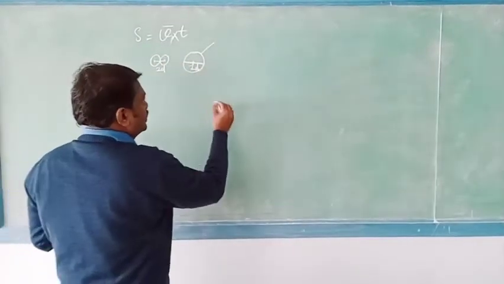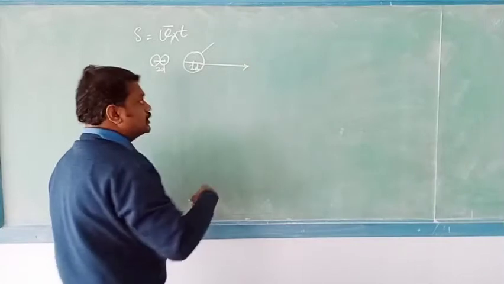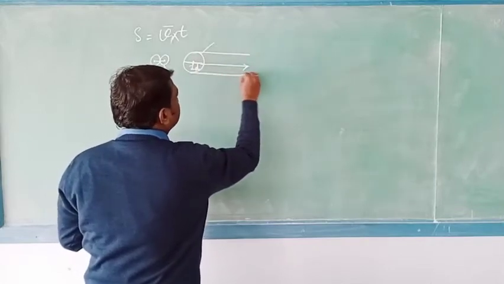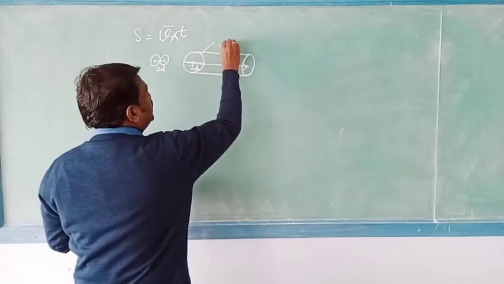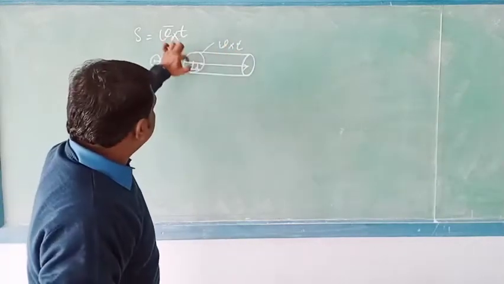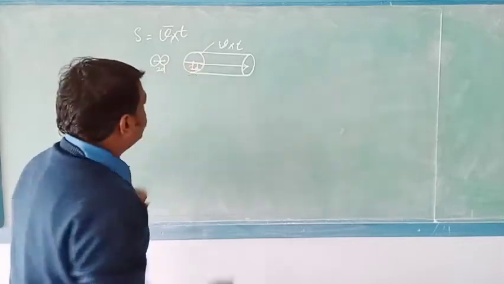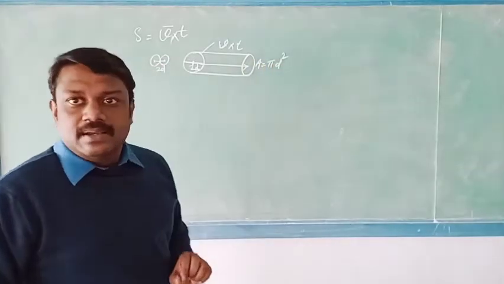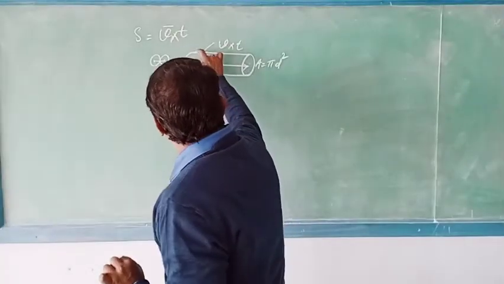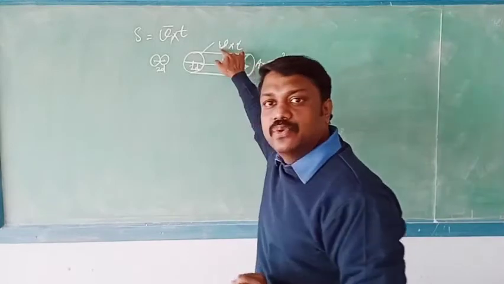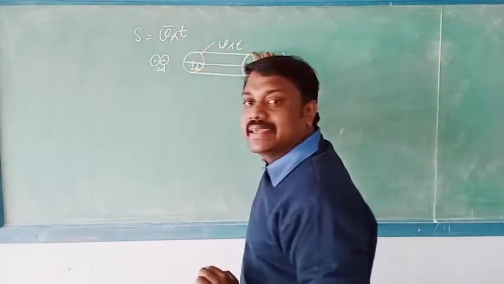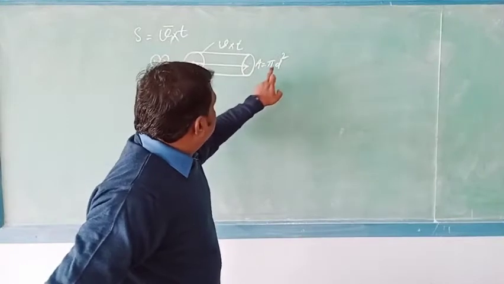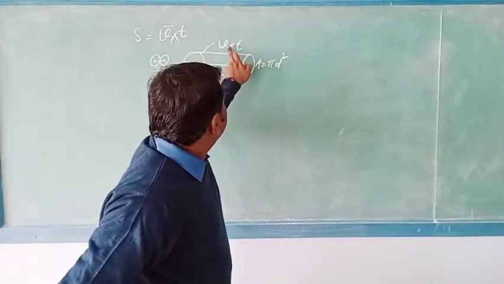Suppose this particle is traveling with a velocity v during a time t, the distance travelled by this particle will be v into t. And what is the cross-sectional area? The radius is d, so the cross-sectional area A is equal to pi d square, pi r square. So when this molecule is traveling with a velocity v during a time t, this much volume it can sweep. What is the volume there? That is a cylindrical volume of area pi d square and length vt.